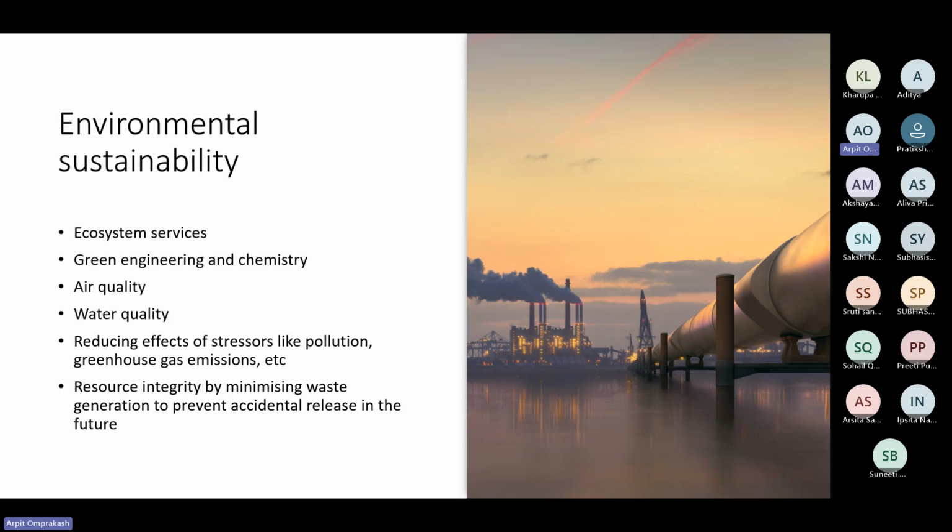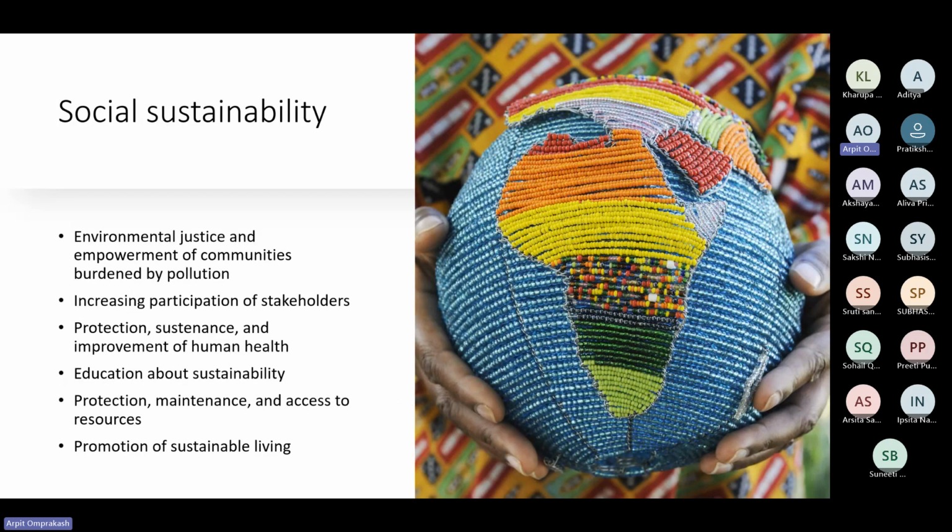So, to prevent accidental release in the future. What this means is that let's say you are generating some waste now, but you're not treating it properly. So you're just storing it somewhere away, in some place that is not used right now. But what might happen is in the future, it might get released into more areas or more places because it is stored and built up in a given area. So what this point means is you minimize the waste generation by treating the waste so that it's not harmful before you release it. Right. The next pillar is social sustainability.